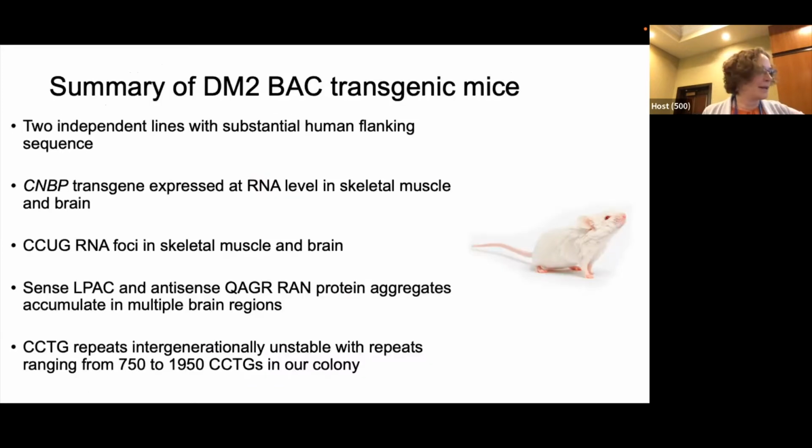So in the summary of this part of the talk, I want to connect these mice to another story. We have two independent lines of transgenic mice. They have substantial human flanking sequence, which means that they're using the human promoters to drive sense and antisense transcripts. These RNAs are expressed in the skeletal muscle and the brain. There are RNA foci in skeletal muscle and brain. There are sense LPAC and antisense QAGR protein aggregates that accumulate in multiple brain regions. And the CCTG repeats are intergenerationally and somatically very unstable. And we're excited about this because we think that time will improve our model, we're hoping.